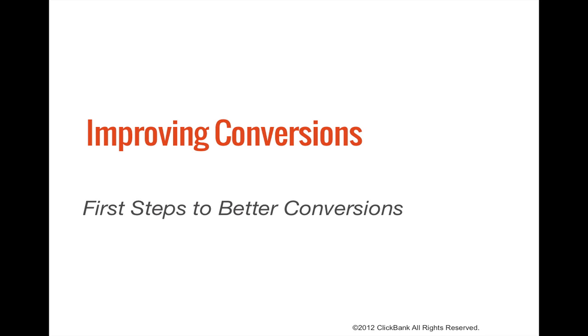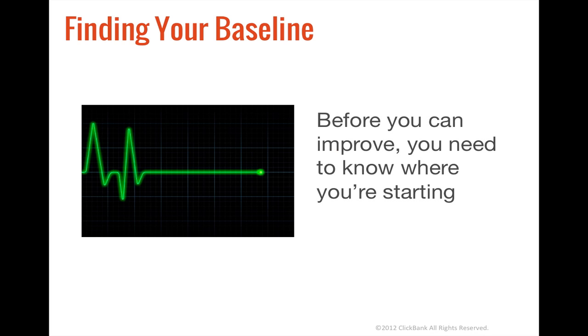In this video on improving conversions, we're going to get into the first steps you need to take to start getting better conversions for your product. So the first thing is to find your baseline. You want to know what your current conversion rate is so that you can actually improve upon it. If you don't know where you're starting out, you might start changing things or taking actions that could potentially have a negative impact on your conversion rate. Or at the very least, you won't really know whether you're having an impact at all. So it's important to get that baseline first that you can start working off of.